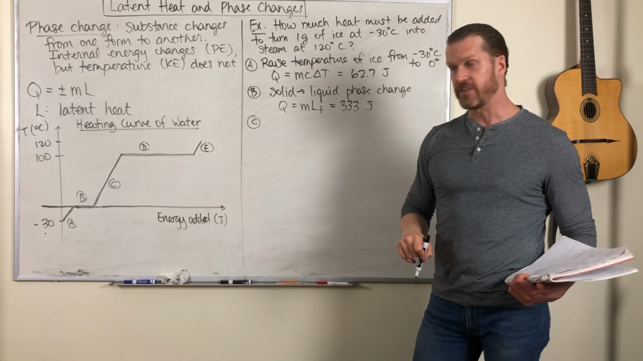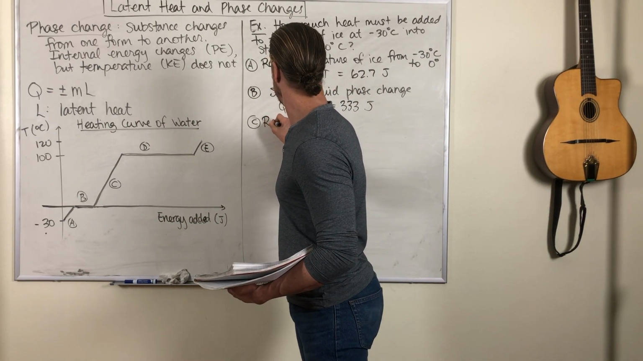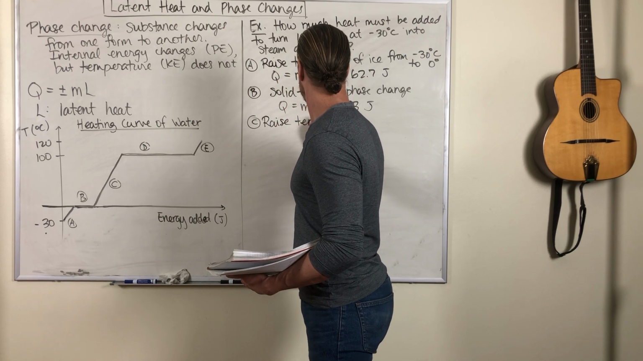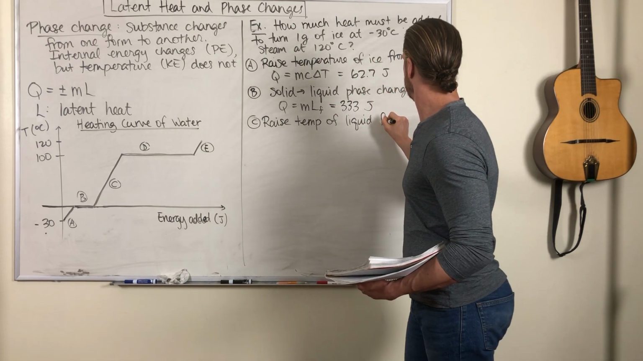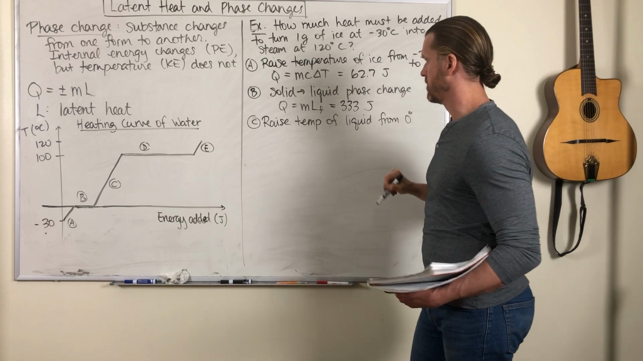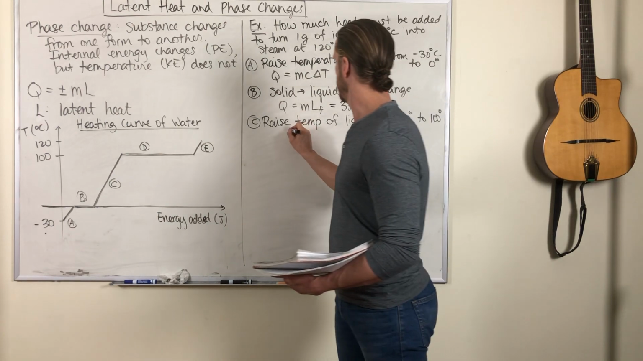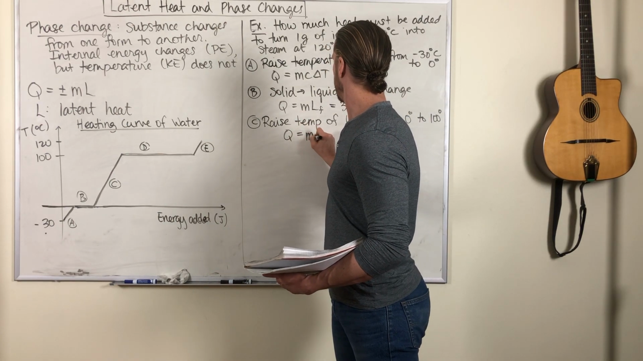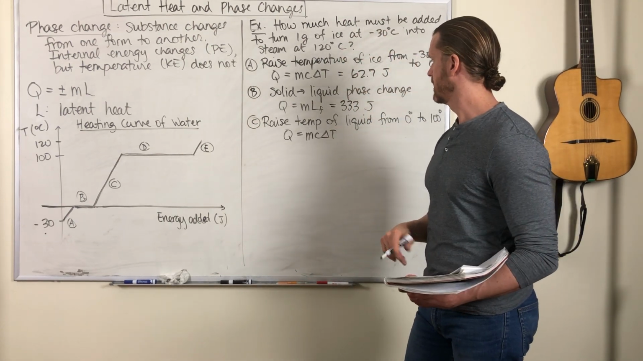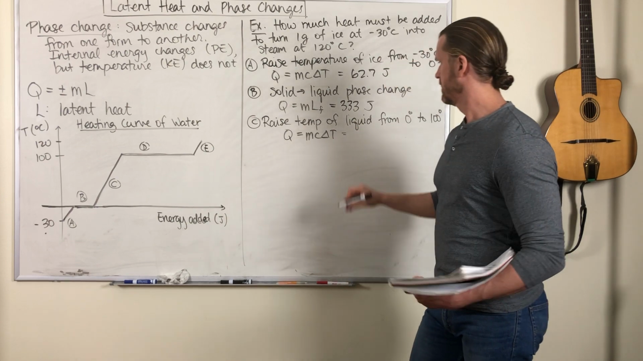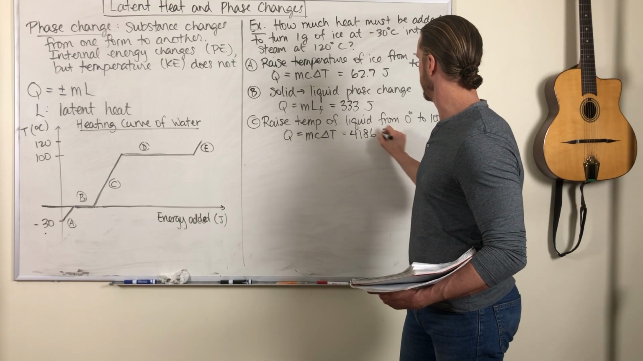Step C, we're raising the temperature of liquid water to 100. And we use the specific heat equation again, mc delta T. Look at those values, you'll find that this answer is 4,186 joules.